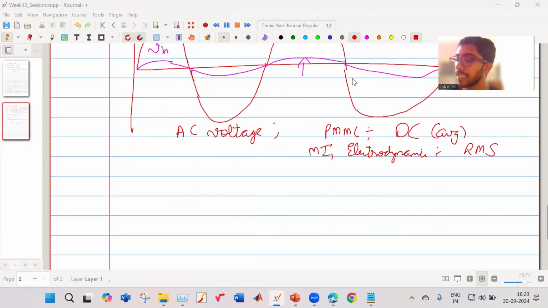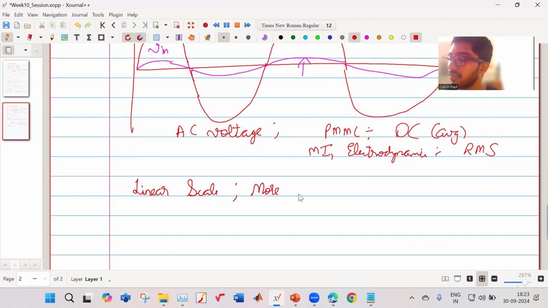So one advantage is it has a linear scale. Yes, sir. This is one of a very big advantage. Another advantage is it is more accurate, kind of.